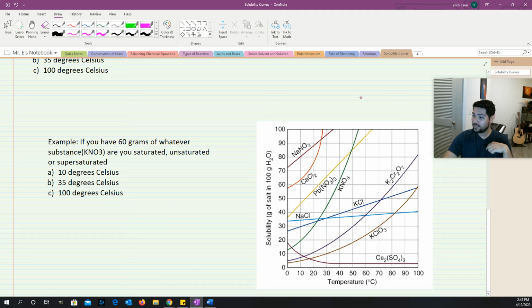So for the green line, at 10 degrees, if I have 60, that would be 10 and 60. I am above the green line. I am supersaturated. At 35, this one shows actually I'm above the line, so I'm still supersaturated. And at 100, it shows that I am under, which would be unsaturated.